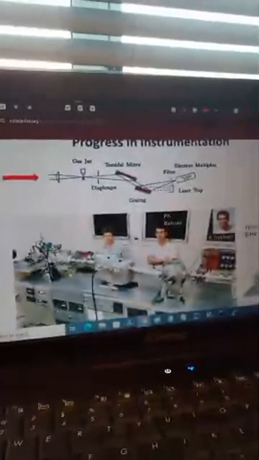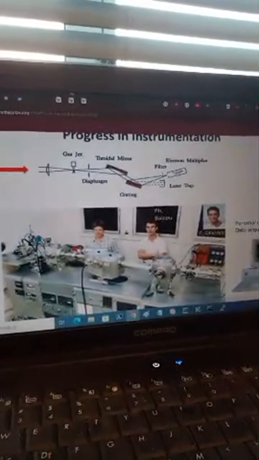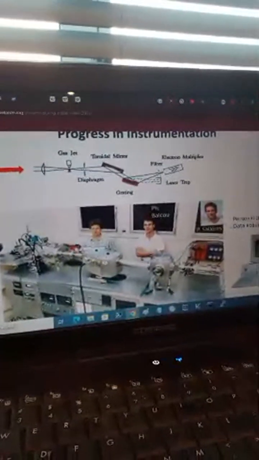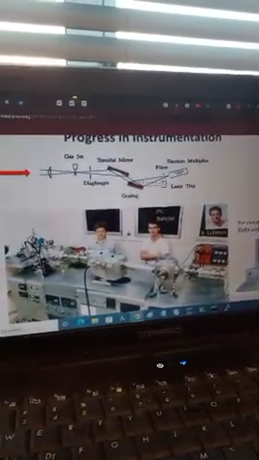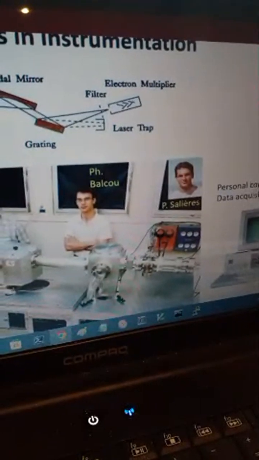In parallel to that, there was also progress in instrumentation. In Saclay, we built a dedicated instrument to study high order harmonic generation, which you see here, and these instruments include a gas jet, optics to analyze the radiation, and a detector. And here you have myself, much younger, together with Philippe Balcou and Pascal Salières, my first PhD students who are here in the audience today.